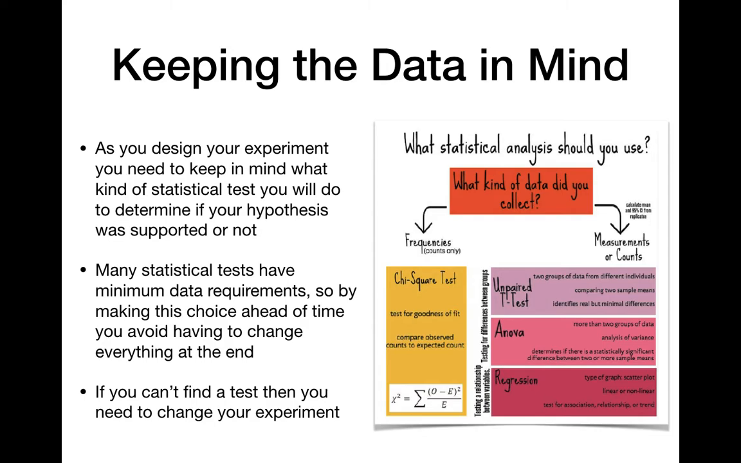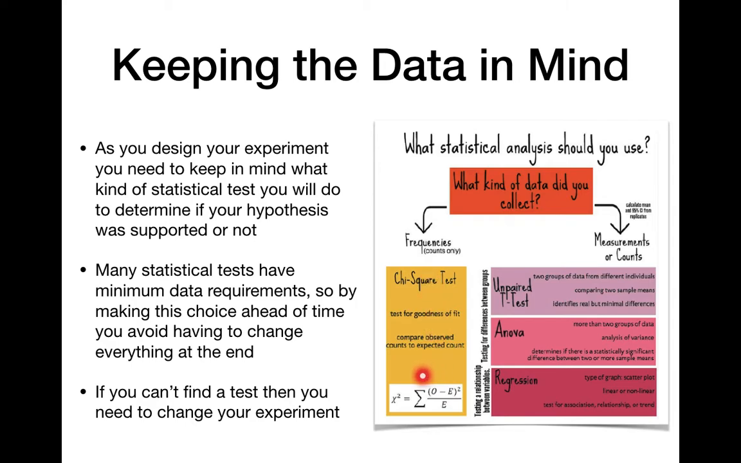Okay, if you can't find a test that works, then you need to change your experiment. Your experiment is not well designed if none of these tests will work. So the kind of tests that are often used in biology, if you have frequency, so you count only: chi-square tests, we're going to talk about that one.